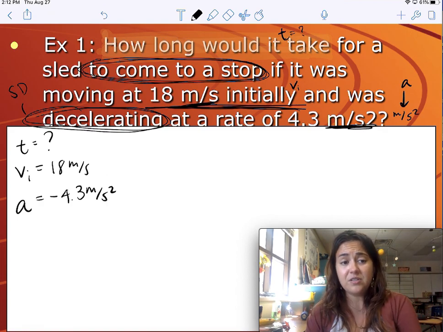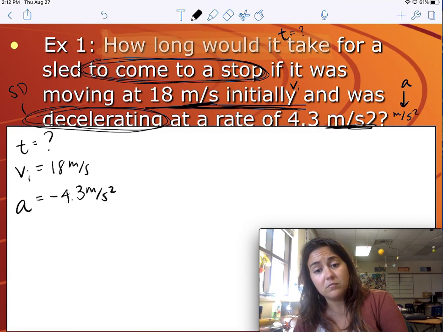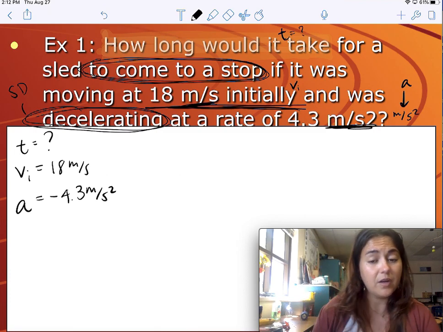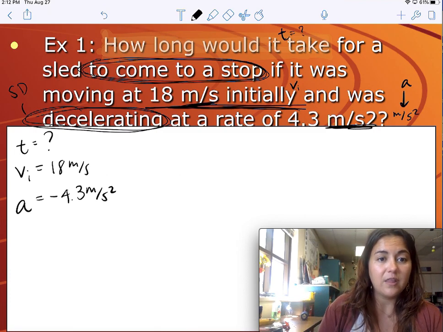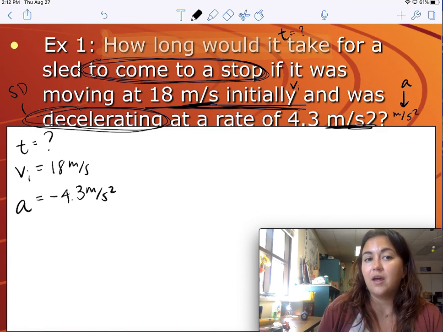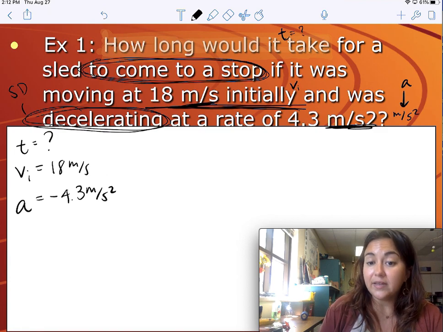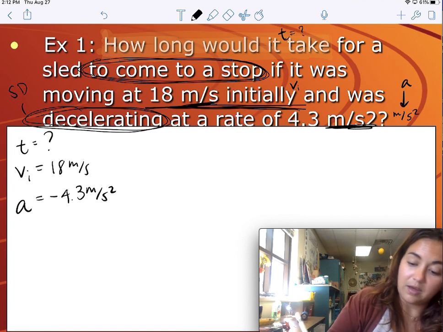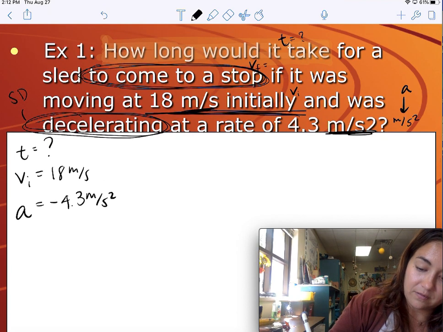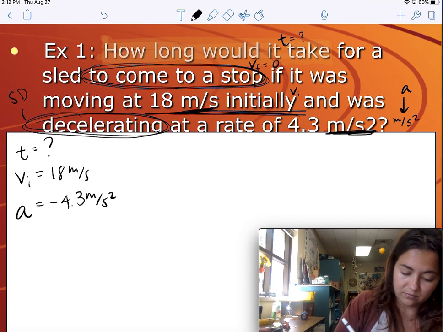Now, all of my equations have 4 pieces of information. I'm either missing one or forgetting one. I'm forgetting one, that one piece of information I circled. How long would it take to come to a stop? I can assume from that the final velocity is 0.